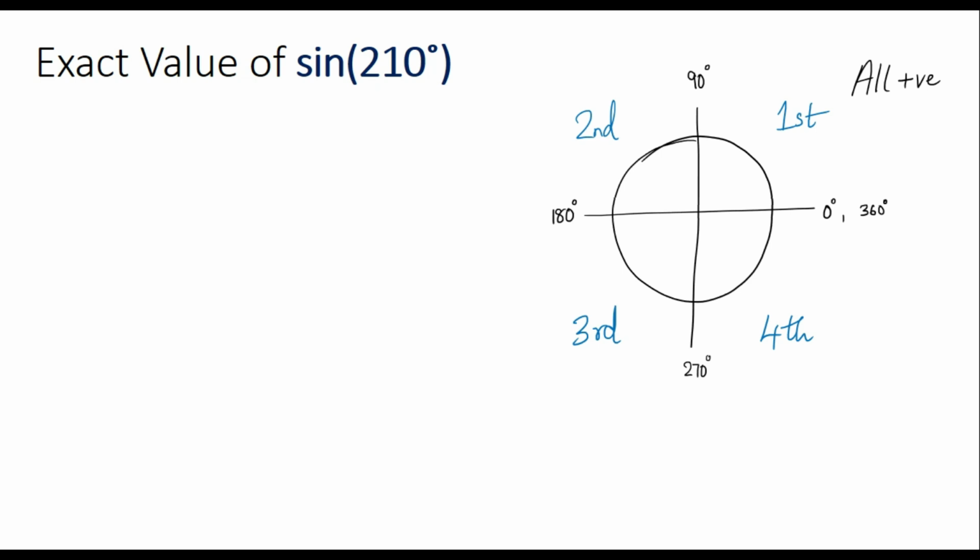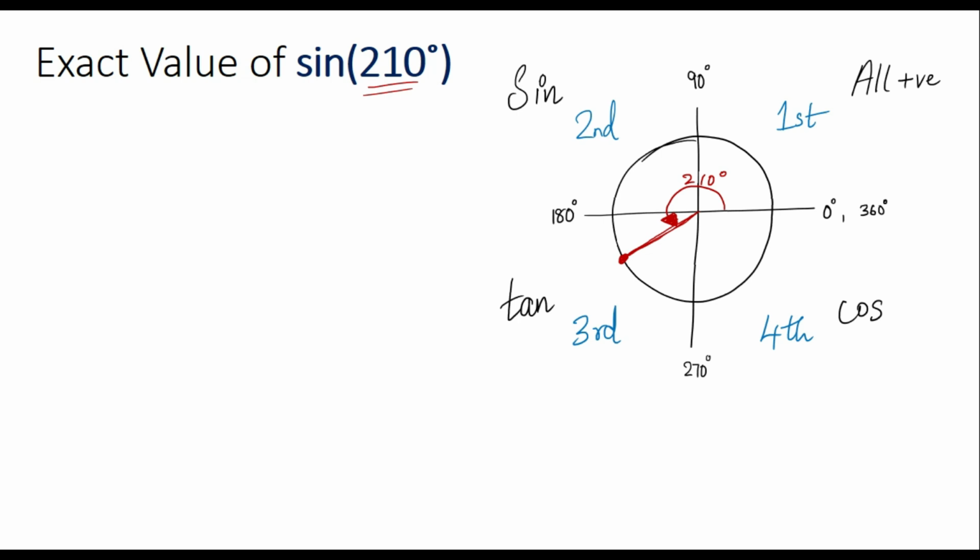In the second quadrant, only the sine function gives you positive values. In the third quadrant, it is tan. And in the fourth quadrant, it's the cosine function that gives you positive values. Getting back to the question, 210 is the angle given to you, so you have it somewhere here. This angle is 210 degrees, and you can see it comes in the third quadrant.